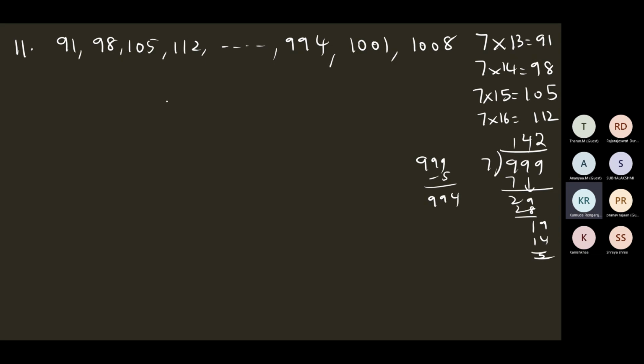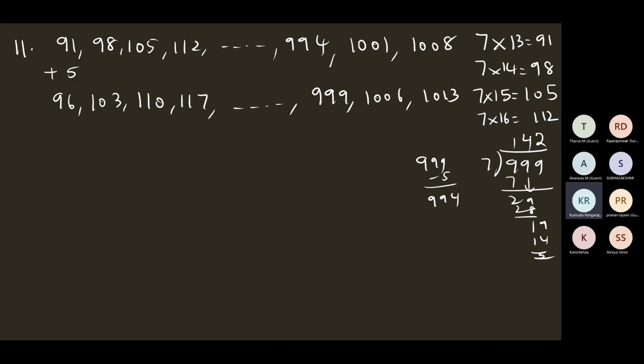Now, it leaves remainder 5, so keep adding 5. Add the remainder 5. So it will be 96 plus 5, 103 plus 5, 110 plus 5, and so on, up to 999 plus 5. Now you need to ignore this number, and this and this, because you want the collection of only 3-digit numbers that leave remainder 5 when divided by 7.